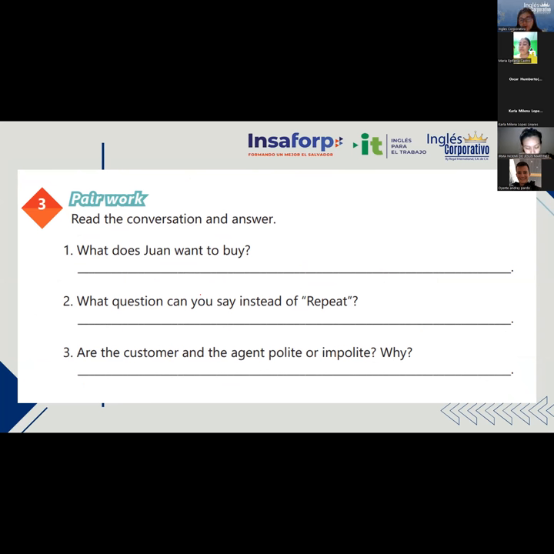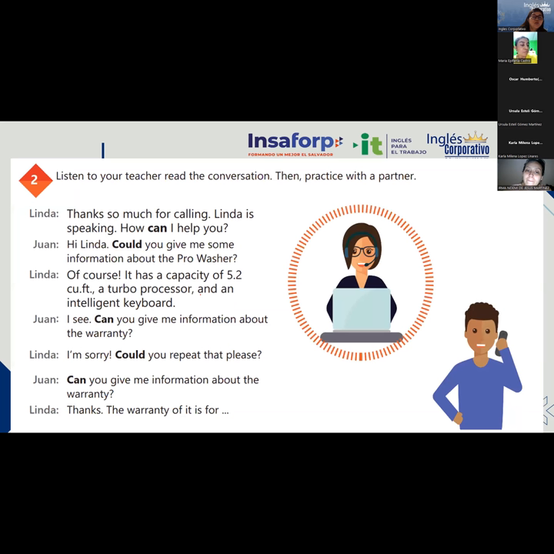What question can you say instead of repeat? Information about the warranty. Instead of repeat, what can you say? Could you tell me? Can you tell me that again? Right? Information about the warranty. Could you repeat that? Check this. En vez de decirle repeat, le pregunta, could you repeat that, please?